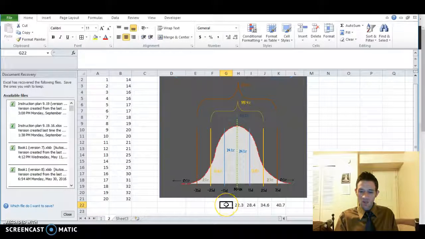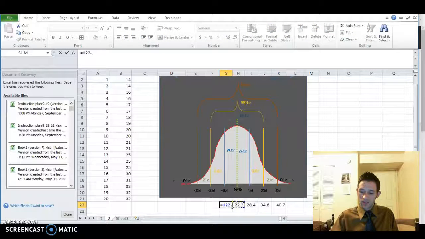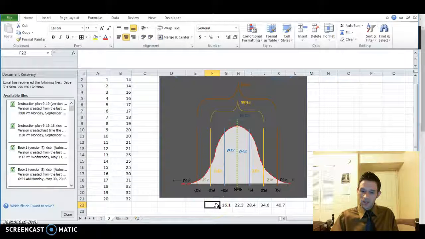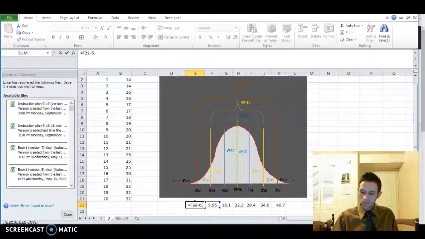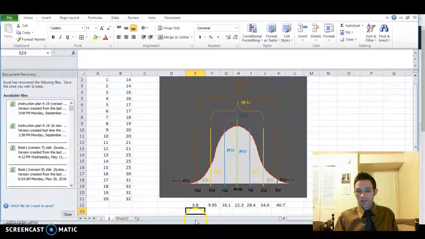So now we go to this side. This is minus 1 standard deviation. So we're subtracting 1 from the mean. We get that. And now we can subtract another one. And subtract another. So now we have these corresponding numbers filled out.